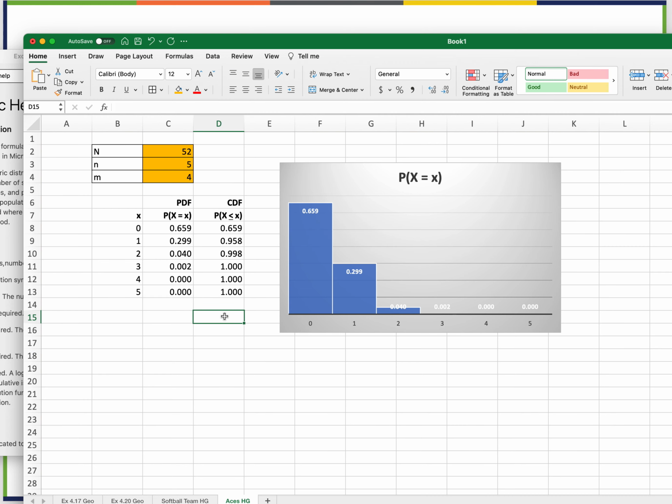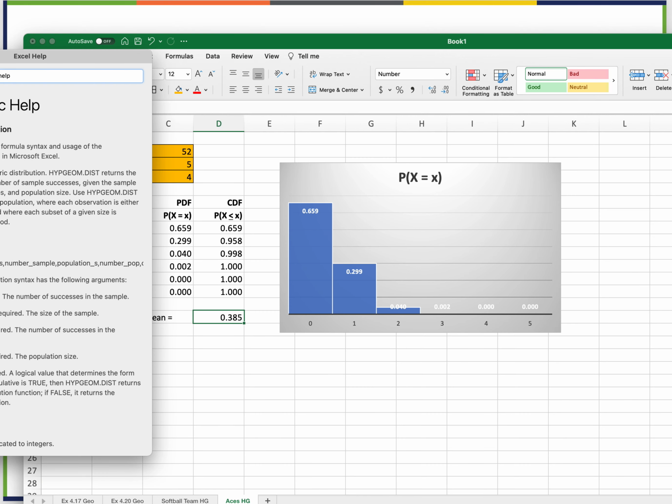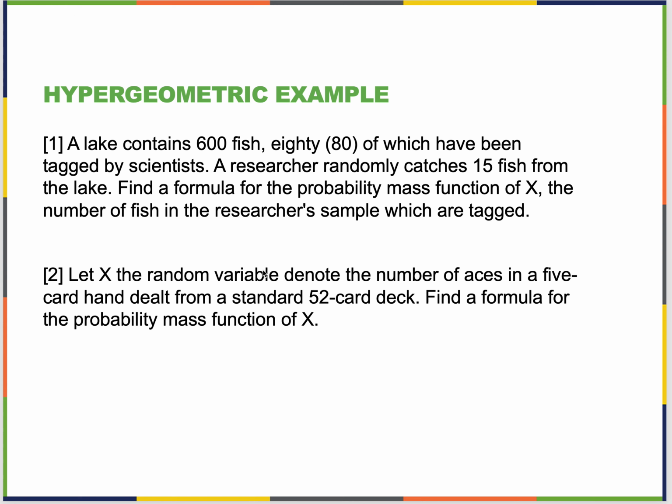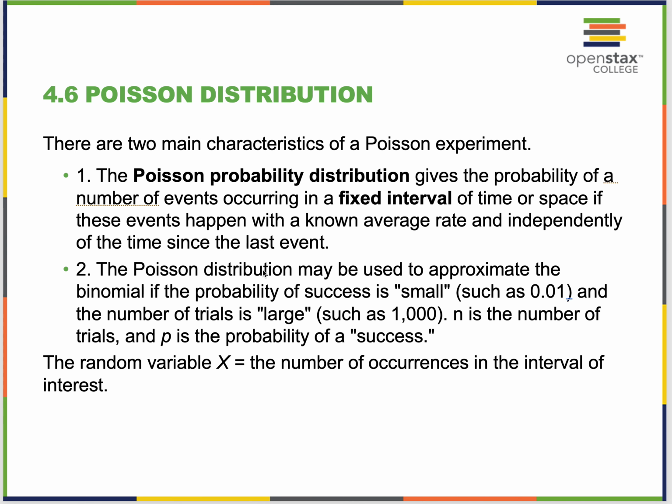So what do we say the mean was? If we put the mean here, it was NM divided by large N, equals 4 times 5 divided by 52, which is 0.38. We expect to get between 0 and 1, closer to 0 aces in any hand. So that would be 38.5%. Okay. That's a hypergeometric distribution. We're not going to test you on it. I may ask you a general question at most.